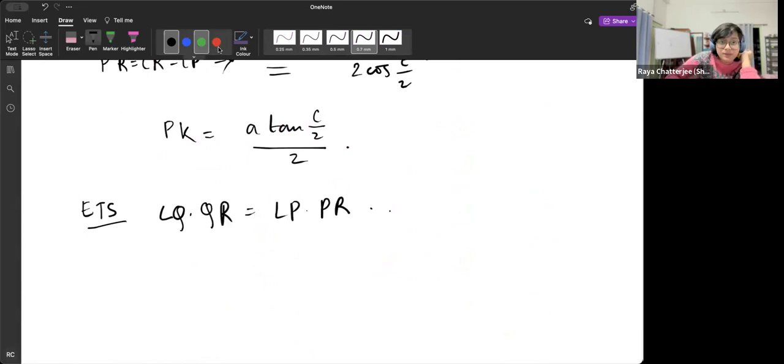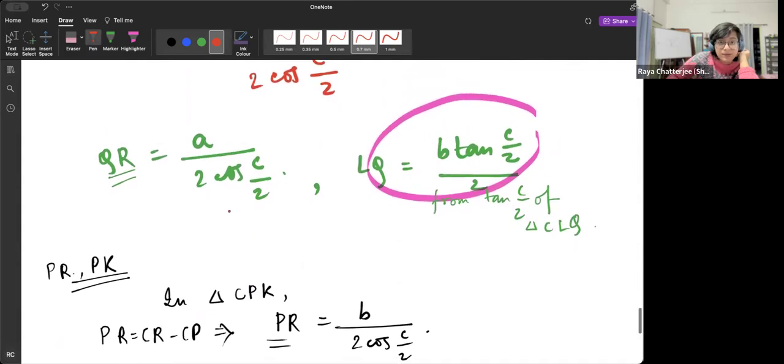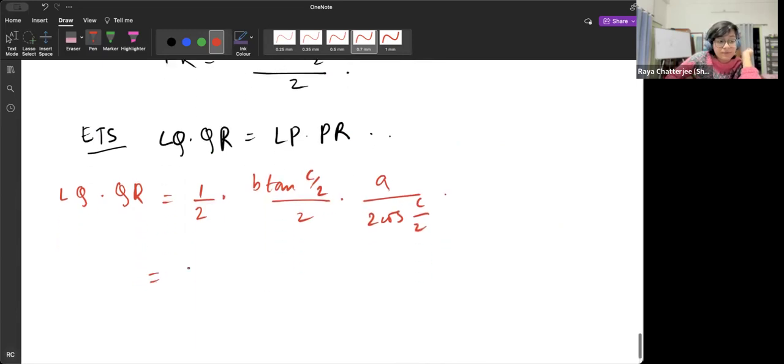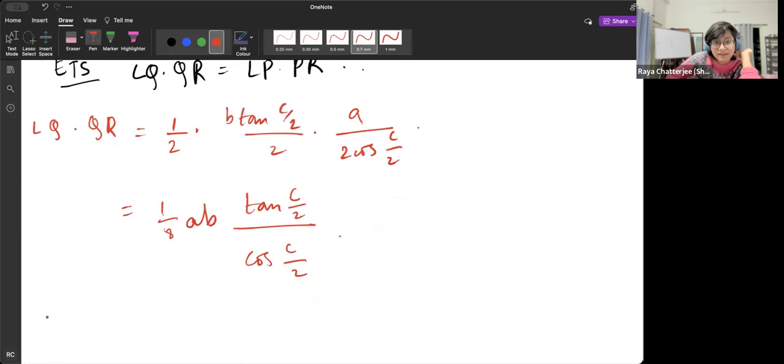So I'll use a different ink. LQ times QR is basically half of B tan C by 2. And what is QR? A by 2 cos C by 2. I'll just multiply both of them. I'll get half of B tan C by 2 by 2 times A by 2 cos C by 2, which equals 1 by 8 AB tan C by 2 by cos C by 2. Agreed? Everyone? Makes sense?